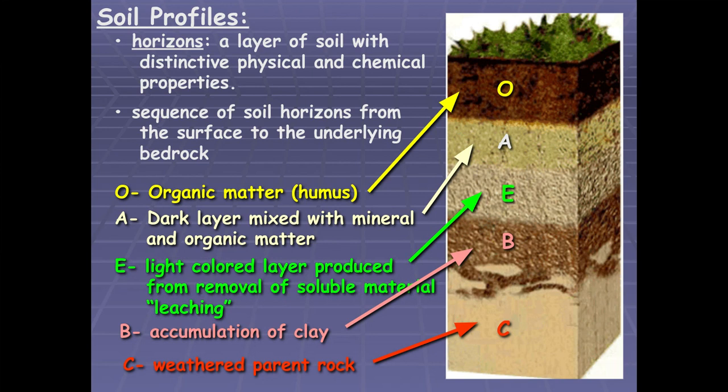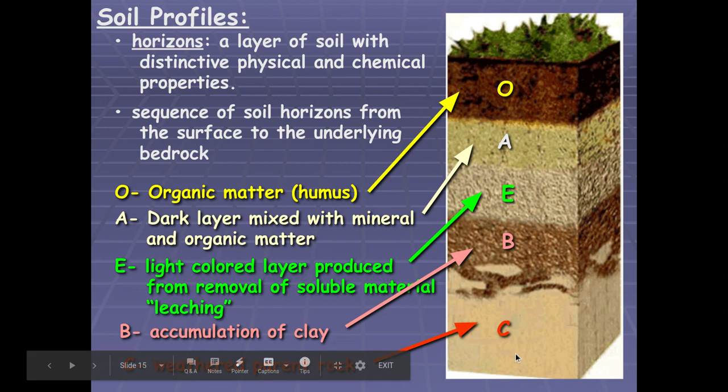Now, given the fact that we have the C horizon as the weathered parent rock, out of these horizons O, A, E, B, and C, which horizon do you think was first before any other horizons began to form through weathering processes? And the answer to that would be the C, the parent material.